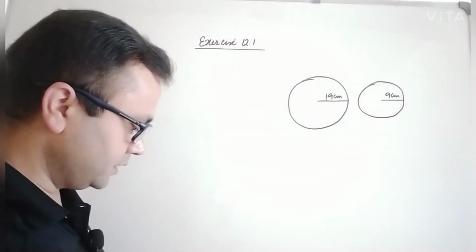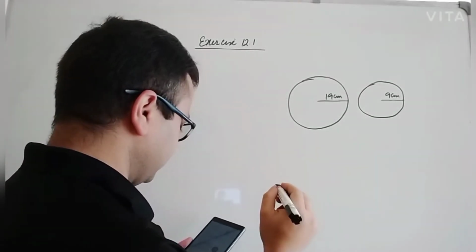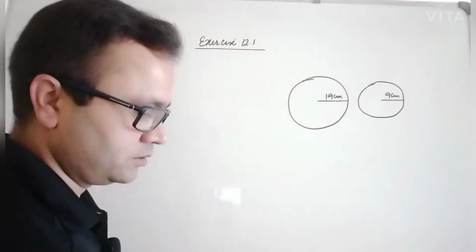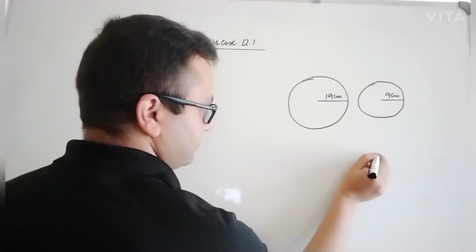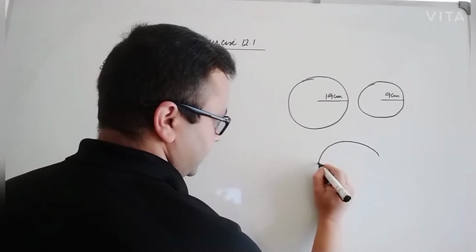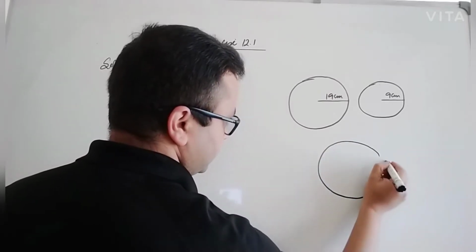Respectively, find the radius of the circle which has circumference equal to the sum of the circumferences of the two circles. Okay, now we need to calculate the radius of that circle.